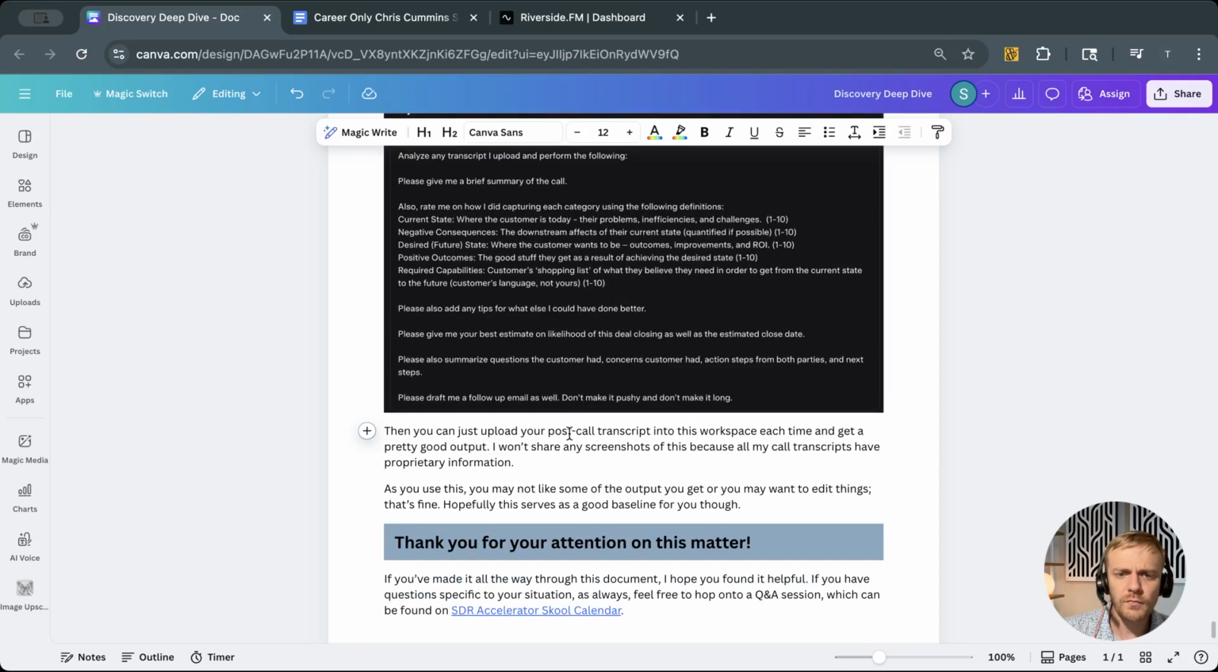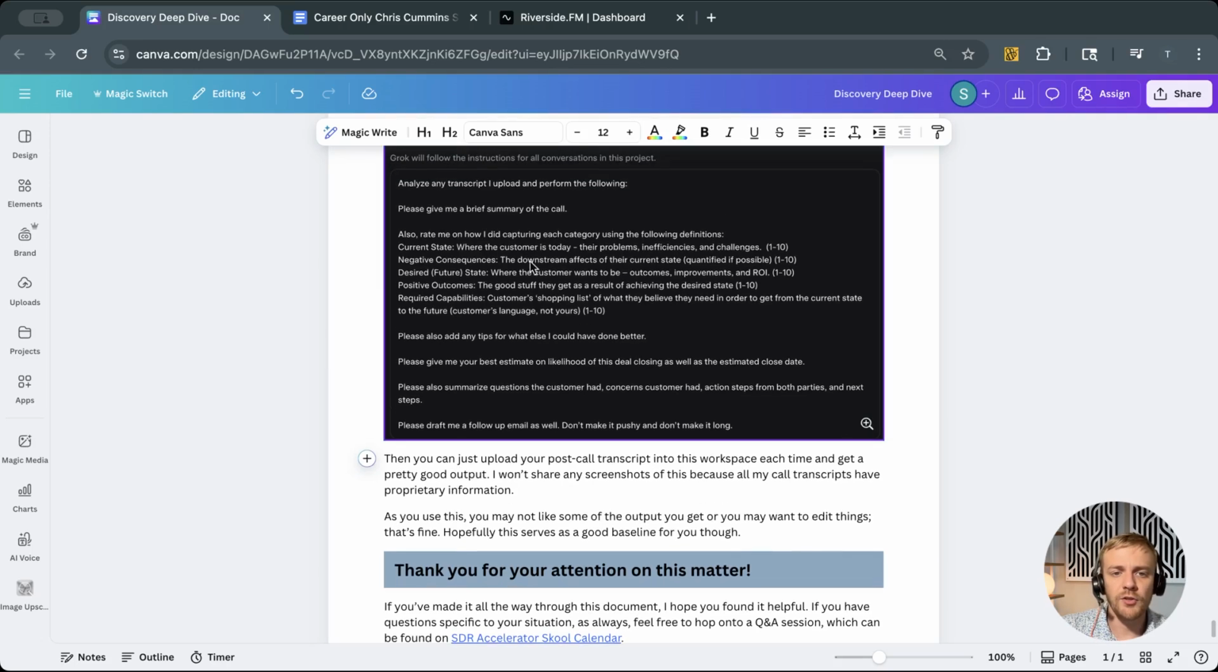And you may not like the output. That's fine. You can adjust. Like you may not like what it spits out. If you don't like what it spits out, then you can just change the instructions so that every time you'll get more aligned to what you want.